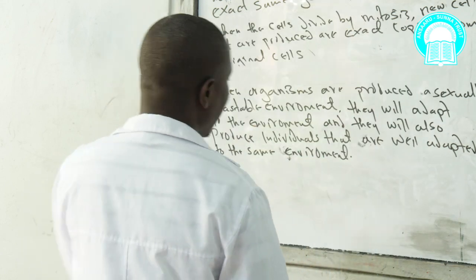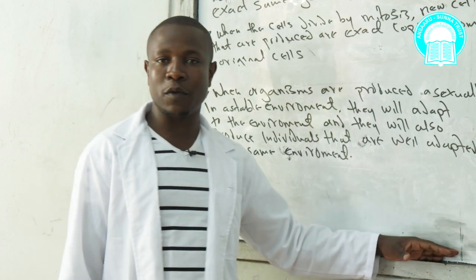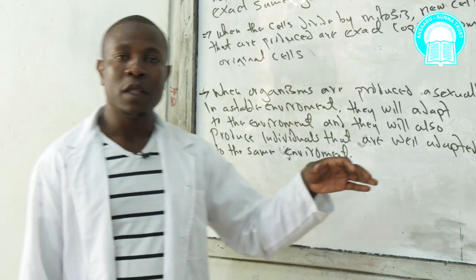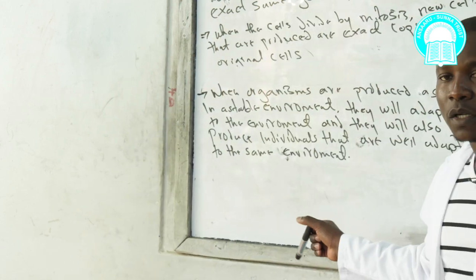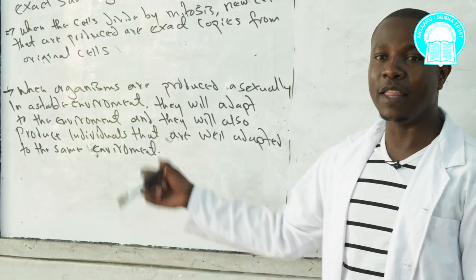What about if the parent were unable to adapt to the changes of environment of a certain area? What's going to happen is that the kid that is going to be born will not be able to also do what? To adapt to those changes of an environment, and definitely they will die.